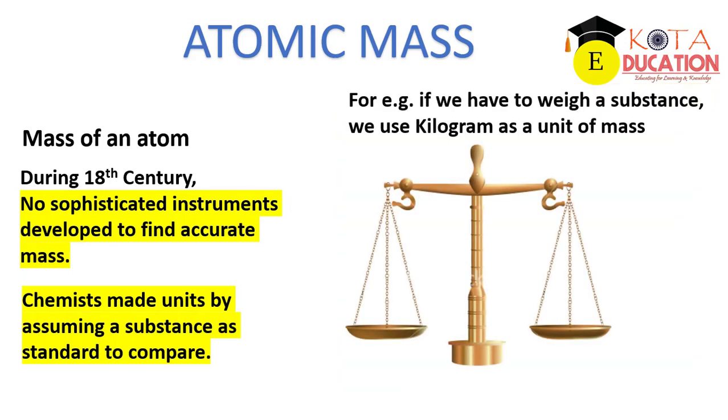So for example, if we have to weigh a substance, we use kilogram as a unit of mass, right? On one side we are putting our item, on another side we are putting the weighing bar. So suppose I put the weighing bar of 1 kg here, and here I add some items. If the weight of the item is more, the level of this weighing bar will go up. If this item which is present here is in less quantity, the weighing bar will be at the bottom.